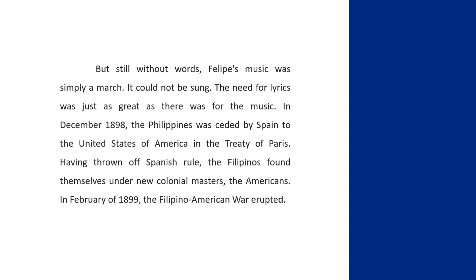But still without words, Felipe's music was simply a march. It could not be sung. The need for lyrics was just as great as there was for the music. In December 1898, the Philippines was ceded by Spain to the United States of America in the Treaty of Paris. Having thrown off Spanish rule, the Filipinos found themselves under new colonial masters, the Americans. In February of 1899, the Filipino-American War erupted.